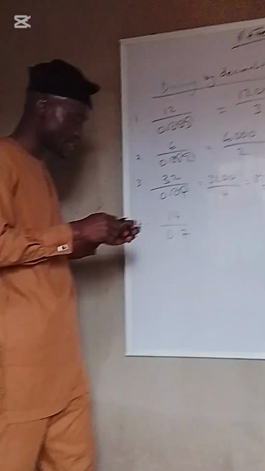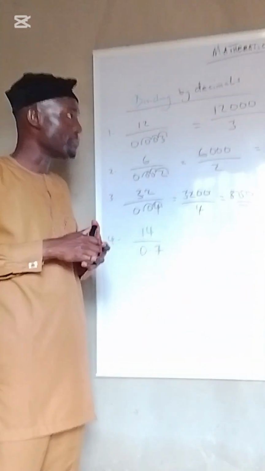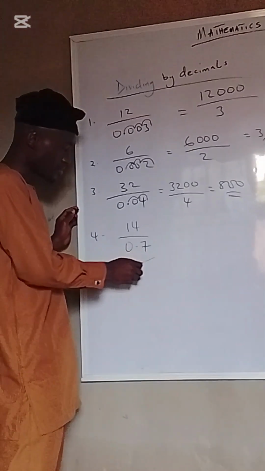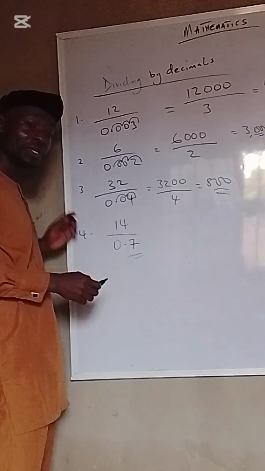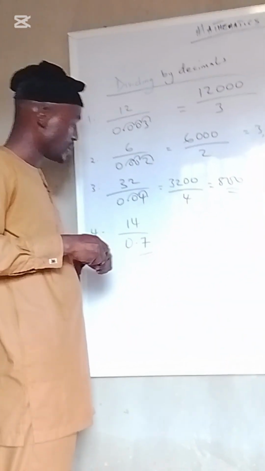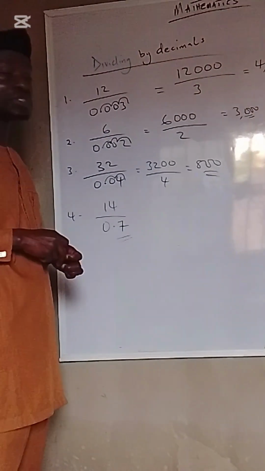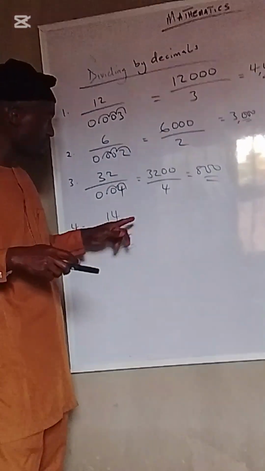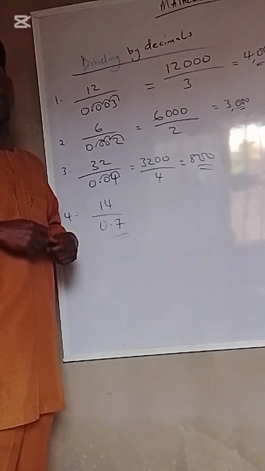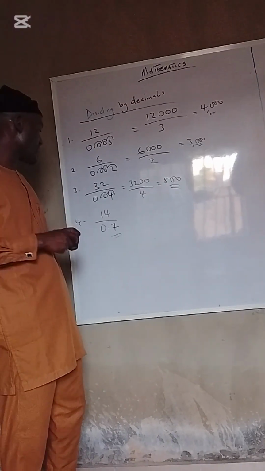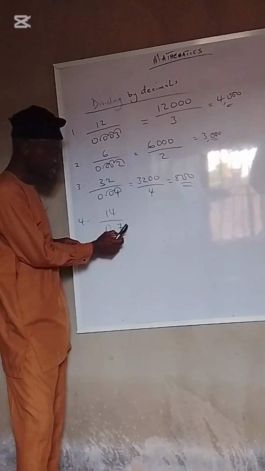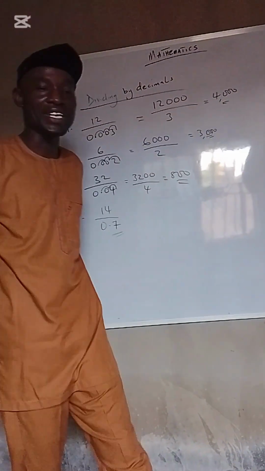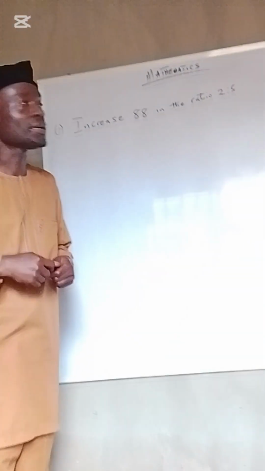Now if you understand what I've been teaching you so far, I want you to solve this question yourself. Solve it at home and try and drop the answer in the comment section on YouTube. If you can solve this, that means you understand what I've been teaching you so far. So I'll be expecting your answer. 14 divided by 0.7. So what will your answer be? Thank you. Okay, all right.